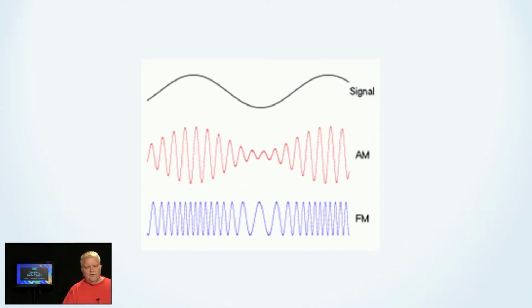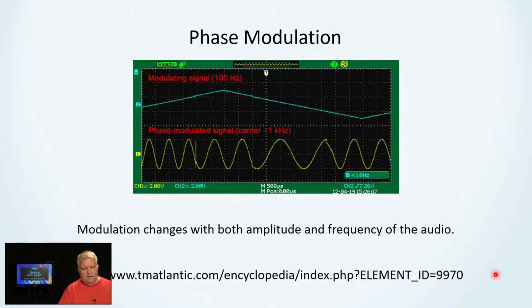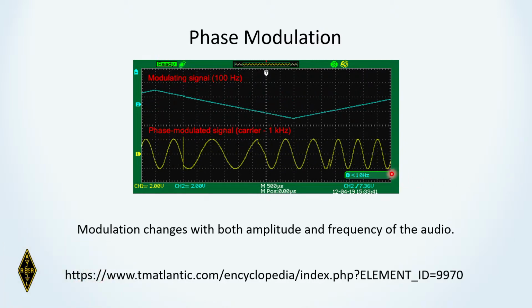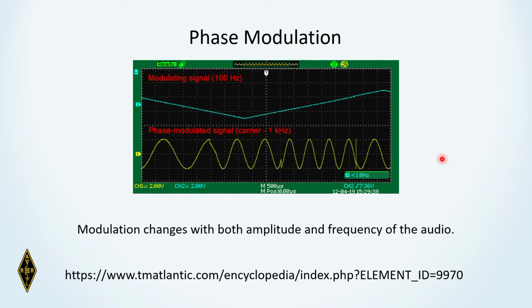All right, let's move on to a new one, phase modulation. It's a kissing cousin to frequency modulation, and it has, again, the modulating signal here, the carrier signal, and you can see that they're closer together here, but they're actually farther apart, but kind of odd-shaped here. Phase modulation changes the phase angle of a radio frequency carrier in order to convey information. And so very much like the FM, it varies the instantaneous frequency and also the phase of the modulated signal.